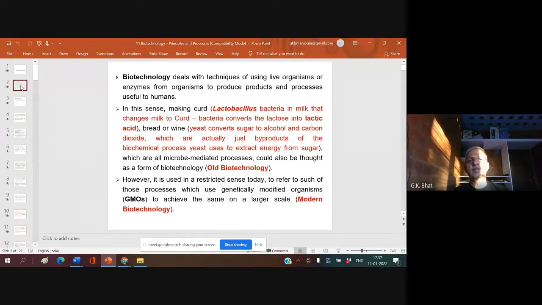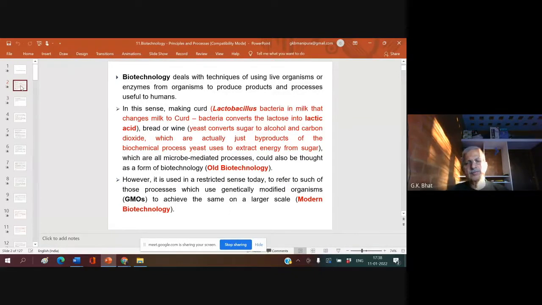Biotechnology deals with the techniques of using living organisms or enzymes from organisms to produce products and processes that are useful to humans. Always asked as a question in the board examination also. What is biotechnology? Biotechnology, where living organisms are used or enzymes from organisms are used. Why? To get the products which we want, in which we are interested.